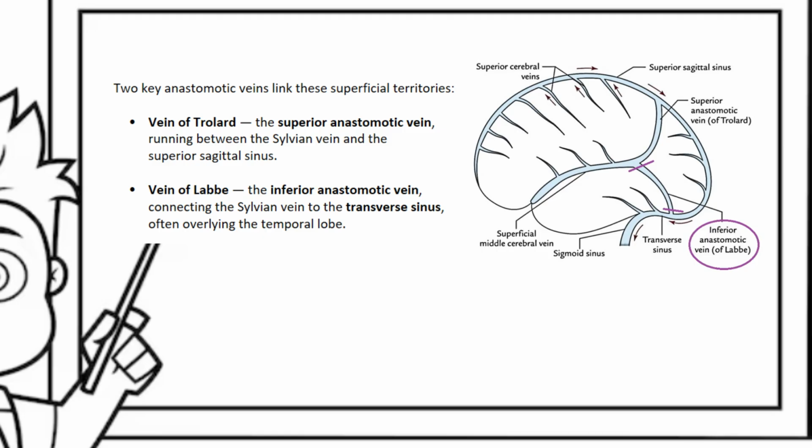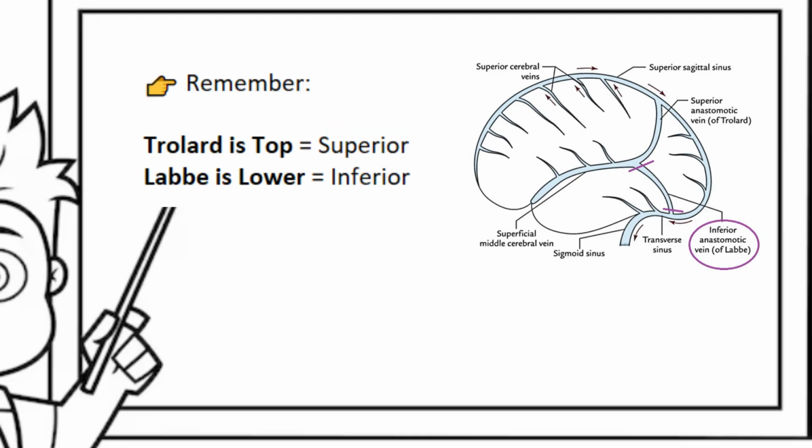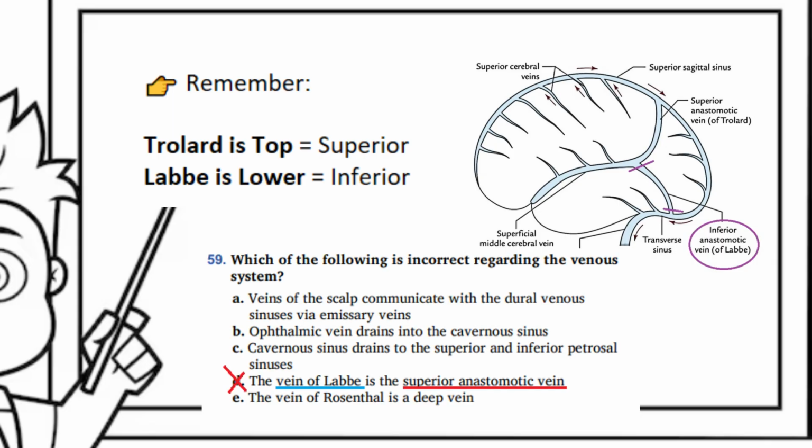There's a quick way to remember this. Trolard is top, top is superior. Labbe is lower, lower is inferior. And that makes option D incorrect. Got it? But we're not done yet. We are still going from superficial to deep.